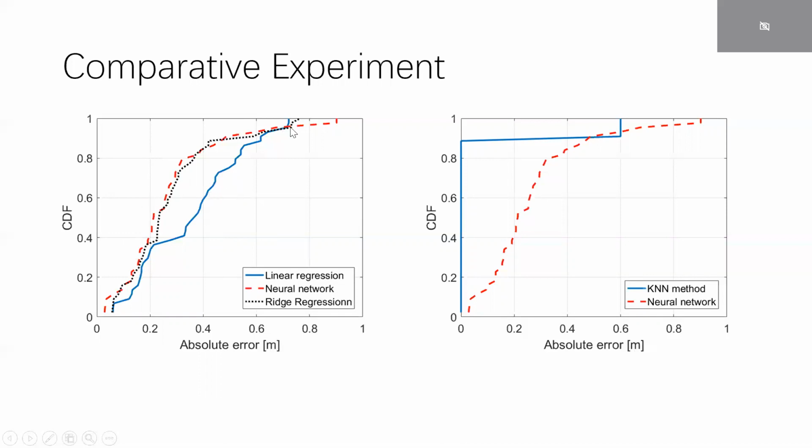So in this graph, we can see that the accuracy of ridge regression and the neural network is higher than the traditional linear regression method, and the performance of ridge regression and the neural network are similar. From the graph on the right, we can see that the accuracy of the KNN method is higher than the neural network, which indicates that the classification method in this scenario may be more accurate than the neural network-based regression.